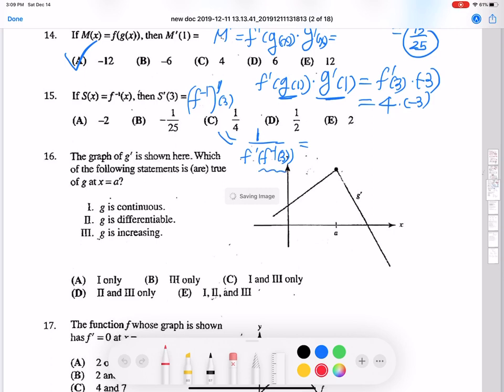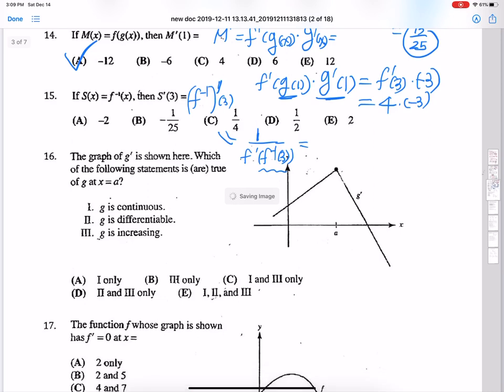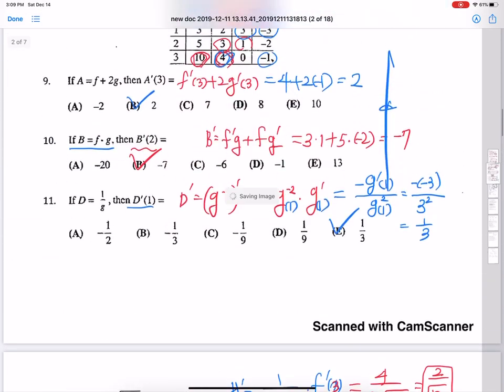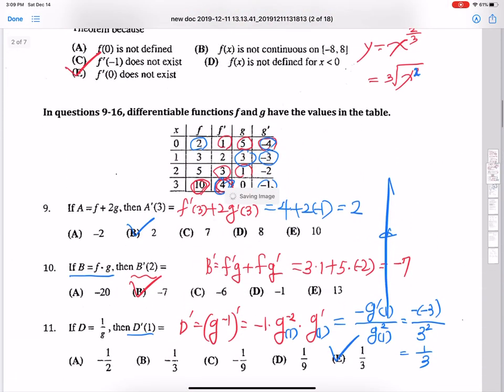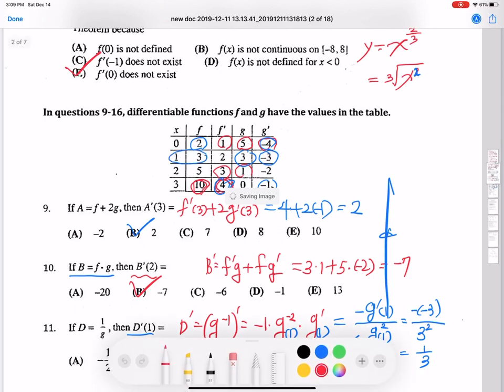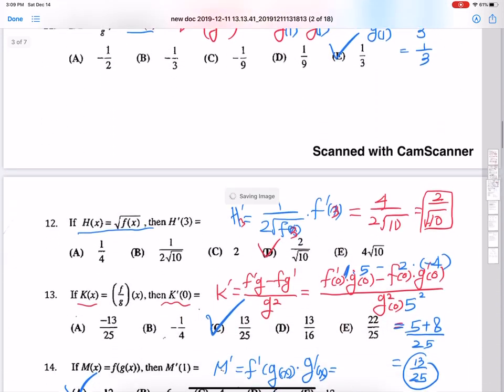Let's go back to the table. f inverse of 3. Look at this. When x equals 1, f(x) is 3. So f of 1 is 3. That means f inverse of 3 is 1, because inverse function means x and y switched, right? So f inverse 3 is 1 because f1 is 3.